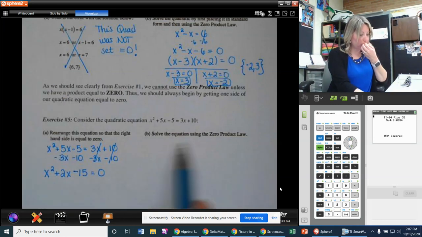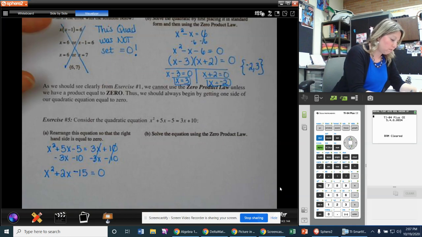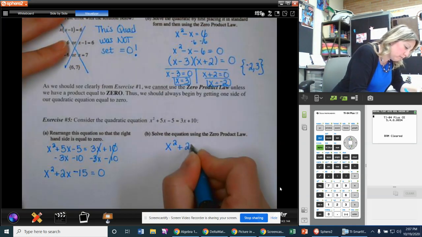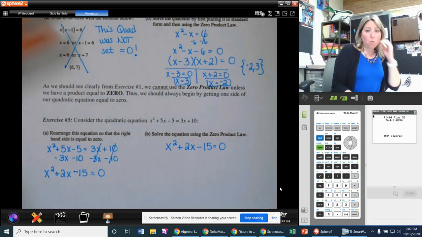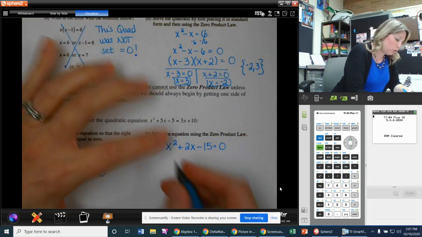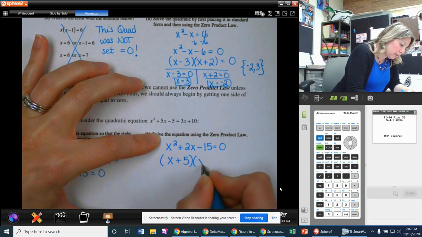So now over here it says solve the equation using the zero product law. Oh, whatever. There's more room over here. I'll rewrite. Why not? So what are the factors of 15 that will subtract to give me a positive 2? That would be x plus 5 and x minus 3.